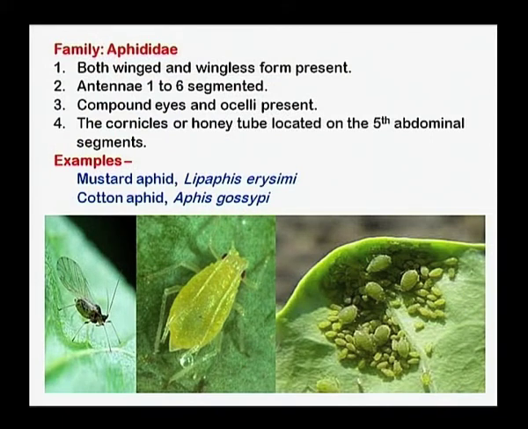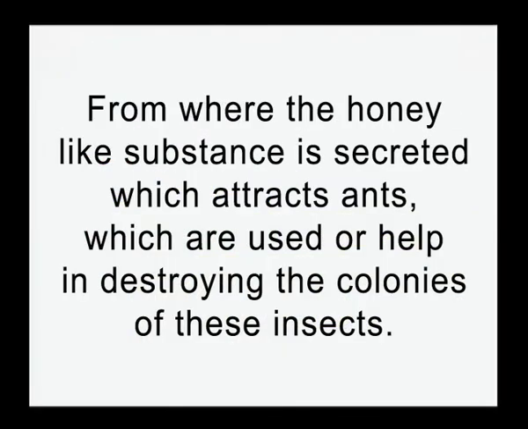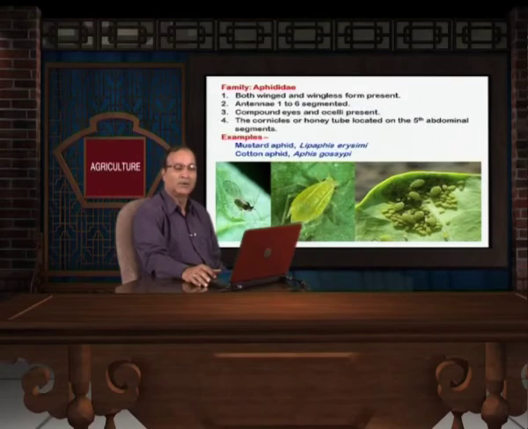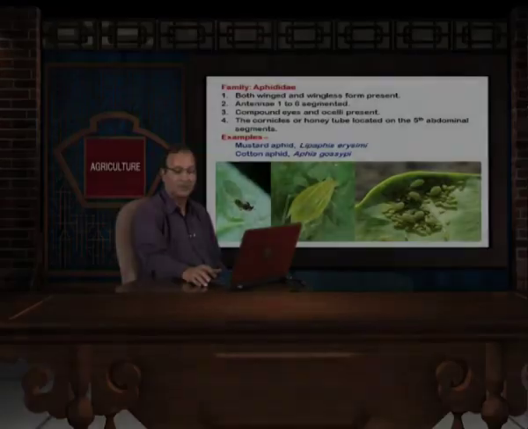Cornicles, which are also known as honey tubes, are present on the 5th abdominal segment of the body, from where a honey-like substance is secreted, which attracts ants, which help in destroying the colonies of these insects. And the best examples include the mustard aphids or cotton aphids.